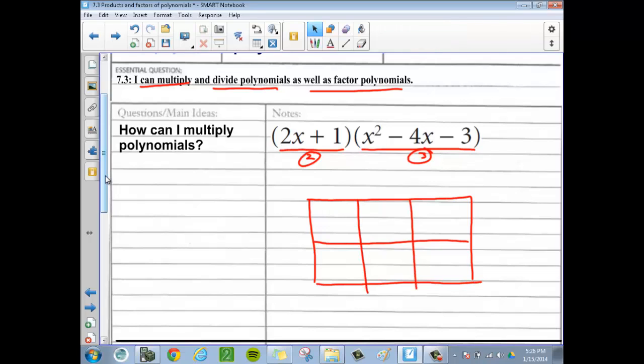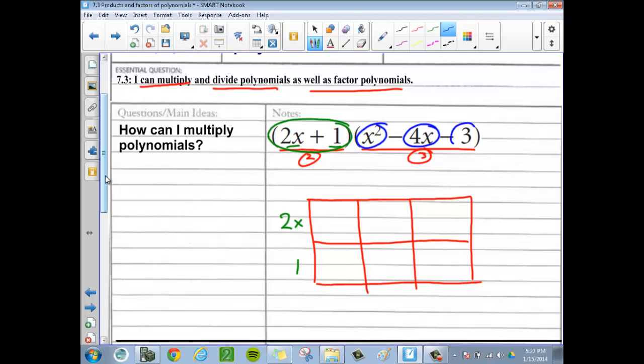And now what we need to do is take this binomial right here. We're going to put this on the side, this 2x and the 1 from here and here. And then we're going to take this trinomial right here. I'm going to put it on top. Don't forget the negatives here. Okay, so we got the x squared minus 4x minus 3. And now it's just like before, we just need to multiply.